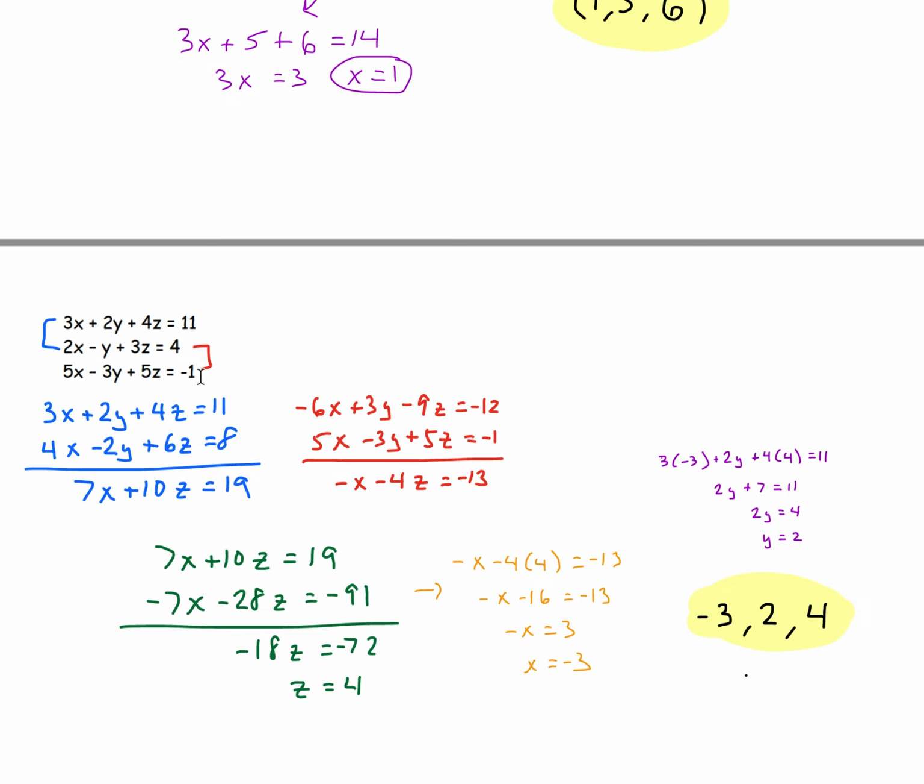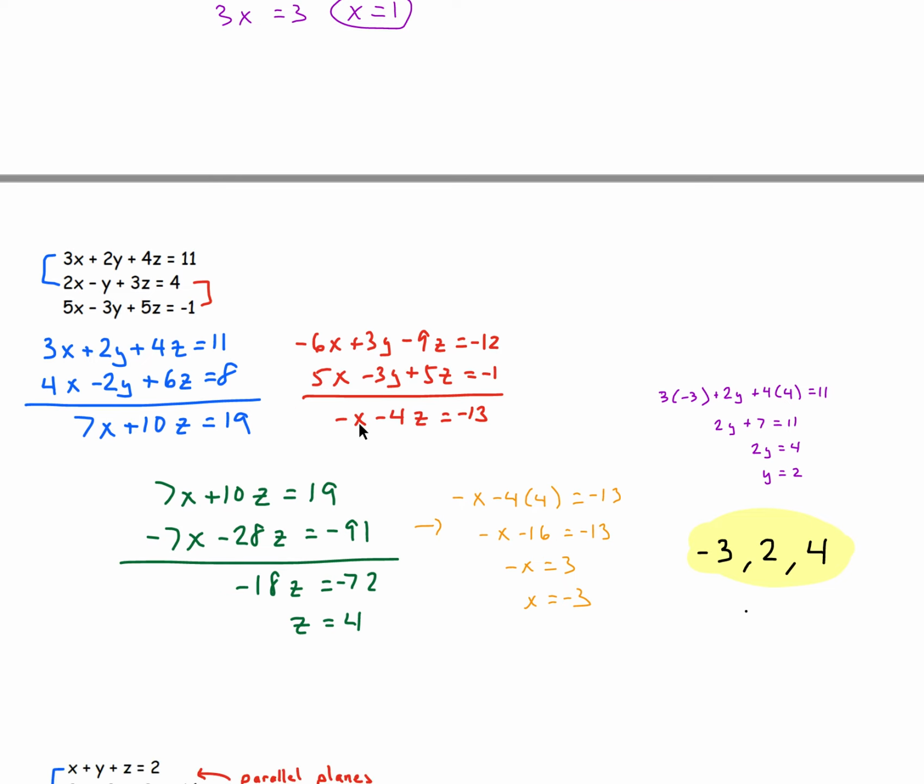Then I took the bottom two equations, and I still want to get rid of y, so I multiplied the top equation by negative 3. So negative 2 times negative 3 is negative 6x. That makes that a positive 3y, it makes it a negative 9z, and it makes it a negative 12. I didn't do anything to the bottom equation because it was already how I wanted it. I added equations, and then I get an equation with x and z again.